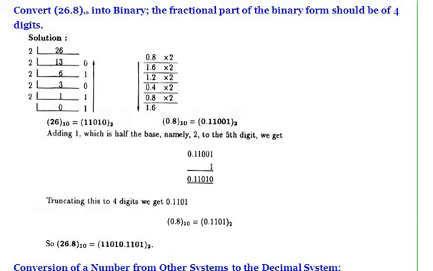So we have 26.8 base 10 into binary. The fractional part of the binary form should be of 4 digits. So check out the answer.